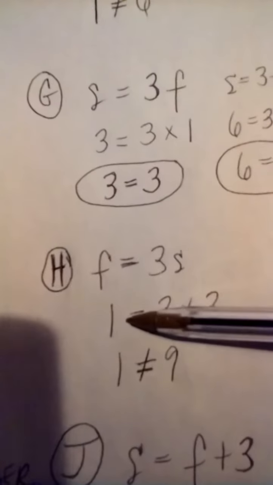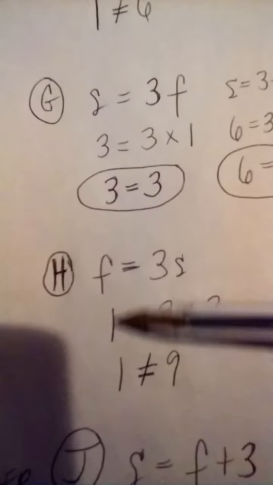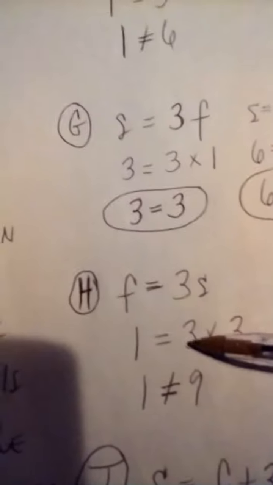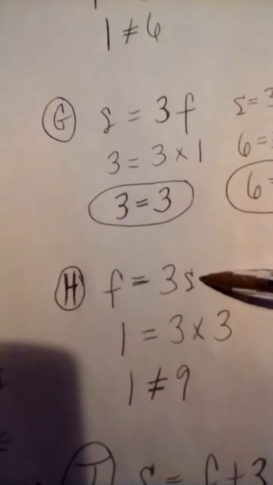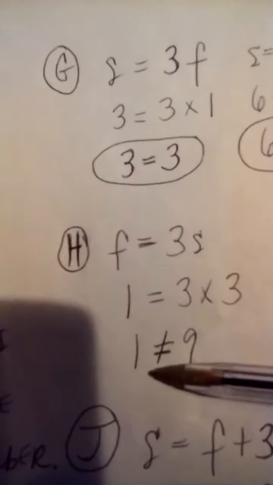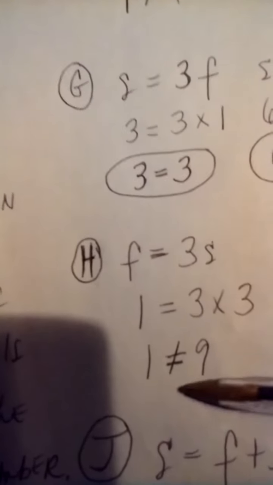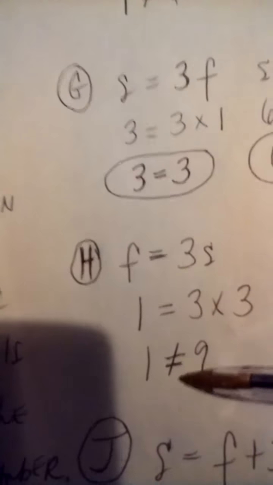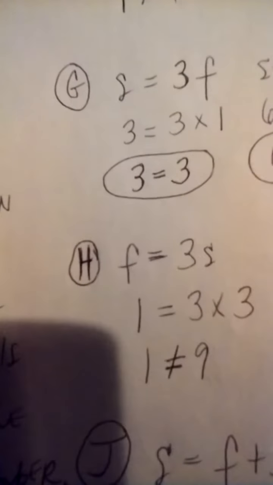It says F equals 3S. When I plug in my values from my first row, I get F equals 1. And then equals 3 times my S here is 3. When I solve, I get 1 equals 9. 1 does not equal 9. H could not be my answer.